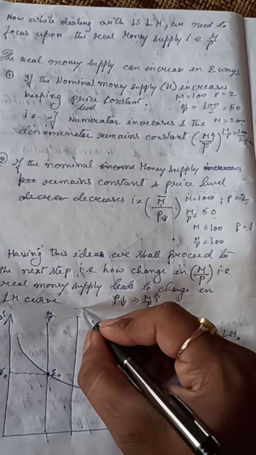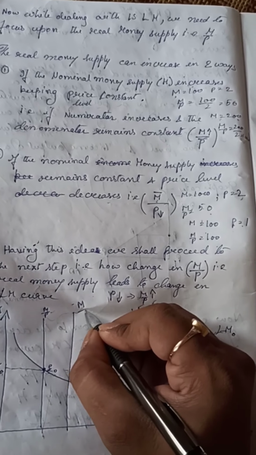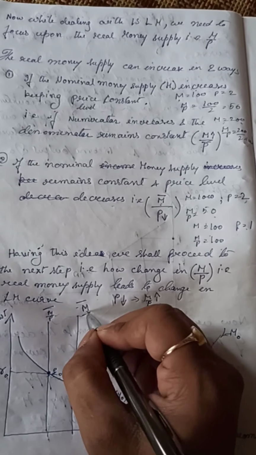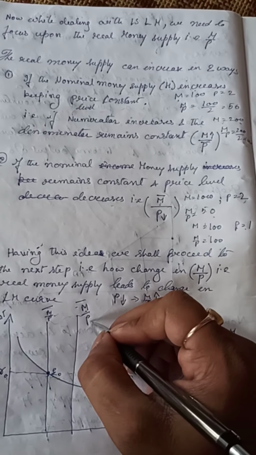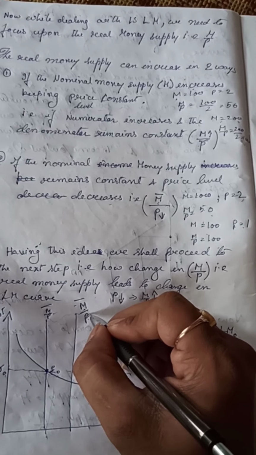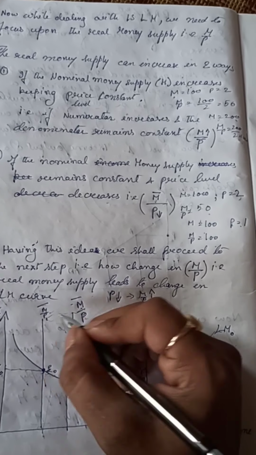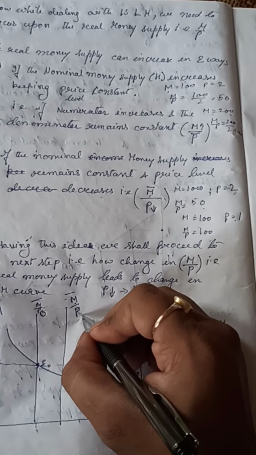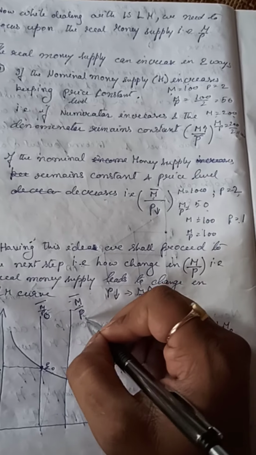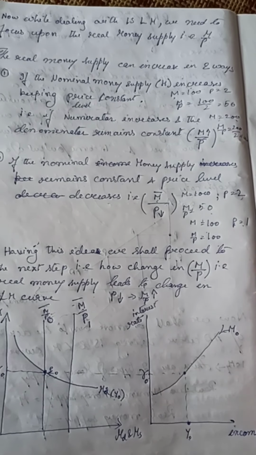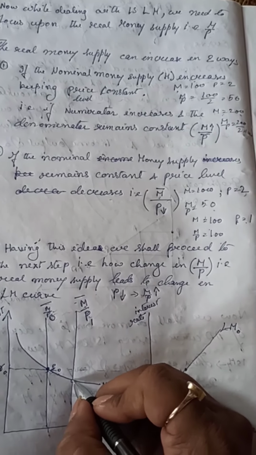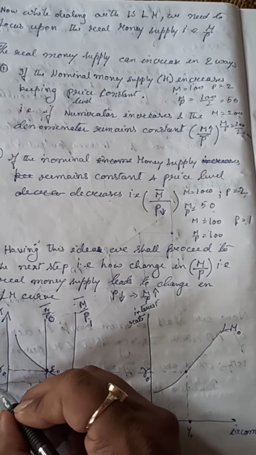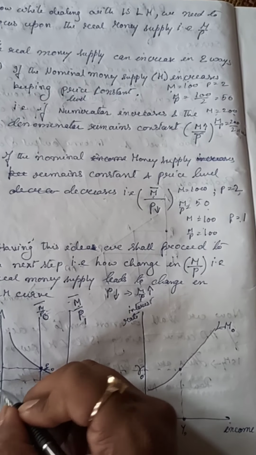Okay, so this will be known as M bar by P. The bar implies that the nominal money supply has remained constant, whereas the price level P0 has reduced and it has been renamed as P1. Okay, so the rate of interest has declined now and it is denoted by R1.